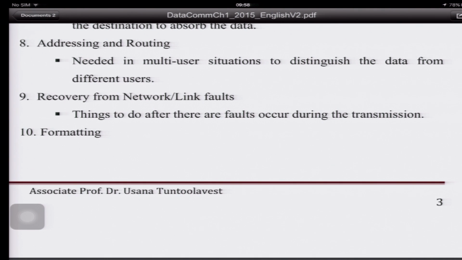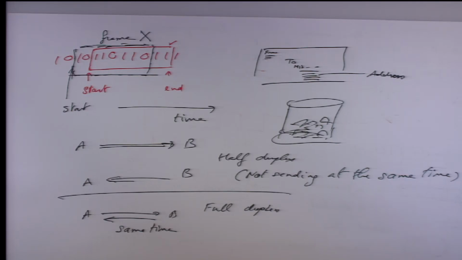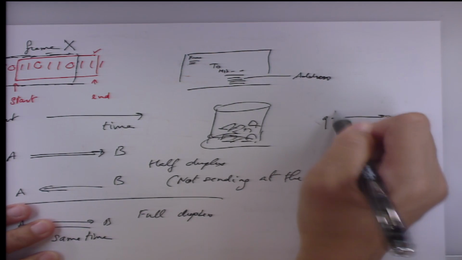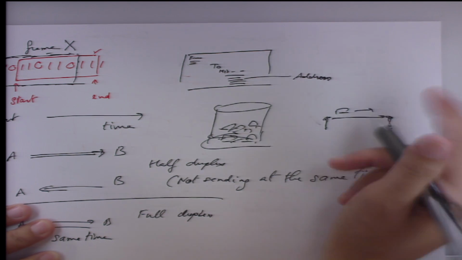But this is not needed if it is one-to-one. If you make a conversation or you send to only one link, okay, from this to this, just one link, then you know that whatever you send has to go to this person. Then you don't need to have an address.